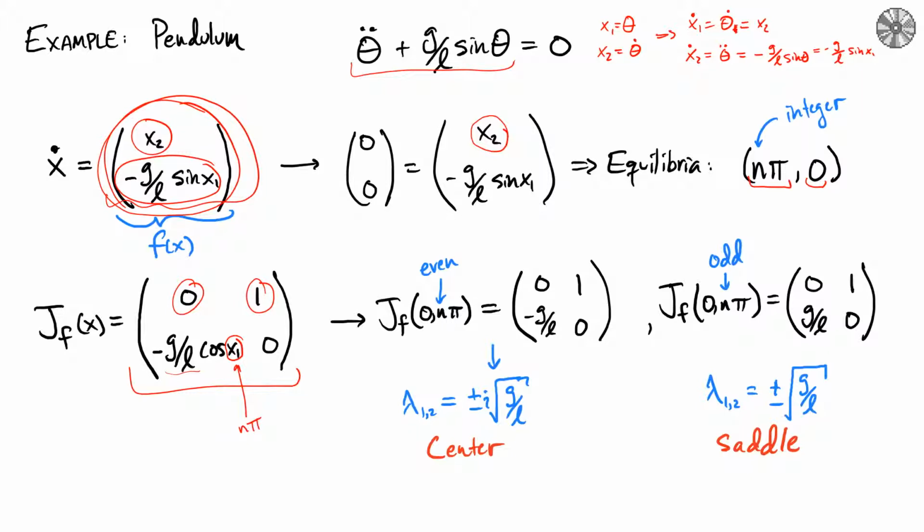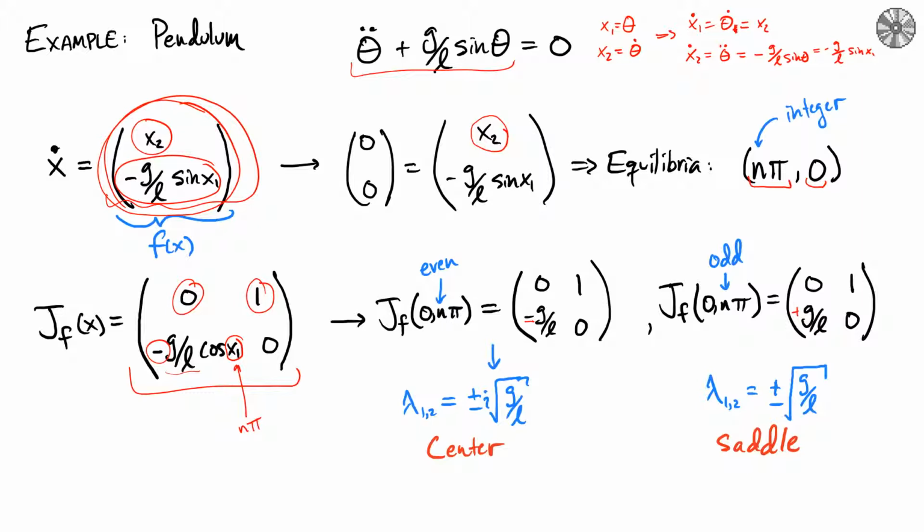So that means that in the case where it's even, so at 0, at 2 pi, we're going to keep this minus sign because the cosine will just give us a positive 1. So that minus sign stays. When it's odd, then we get an extra minus sign that cancels this out, and so we get a positive sign here. So depending on which equilibria we're talking about, we get different linearizations.